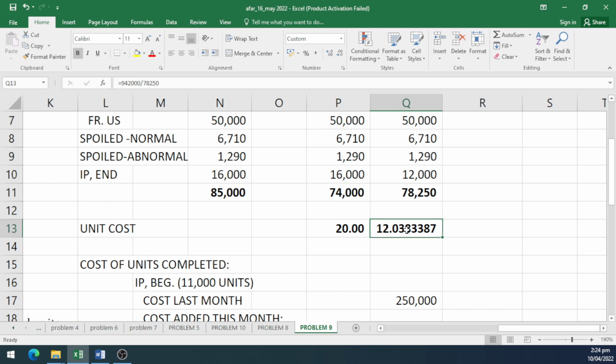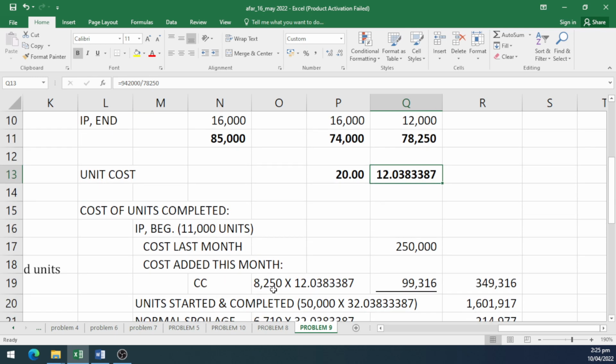And for the EUP of our conversion cost, it is 942,000 divided by 78,250. To avoid the rounding difference, I took many decimals, 1, 2, 3, 4, 5, 6, 7. Complete. We now compute the cost of units completed.